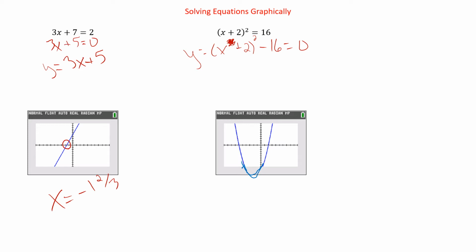But we don't really care what that is. We're looking for when does it equal 0? It equals 0 at those two places. So at x equals negative 6 and x equals 2. Notice the answer is not negative 6 and 2, it's x equals. I've said it before and I'll probably say it some more. When you start out with an equal sign, your answer needs to have an equal sign.